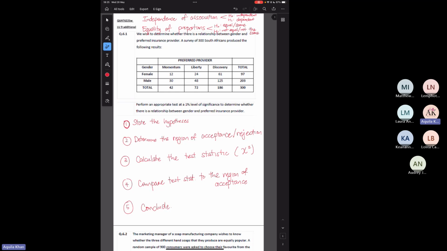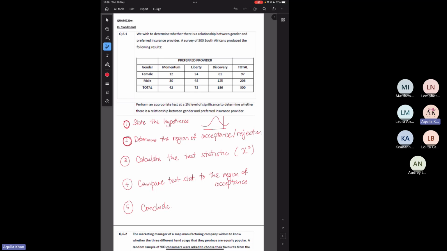Then you need to determine in step 2 your region of acceptance or rejection. With step 2, you're only going to have a one-sided upper tail test. It's never going to be a two-tail test. Let me draw it here, just above. So it's only ever going to be a one-sided upper tail test.